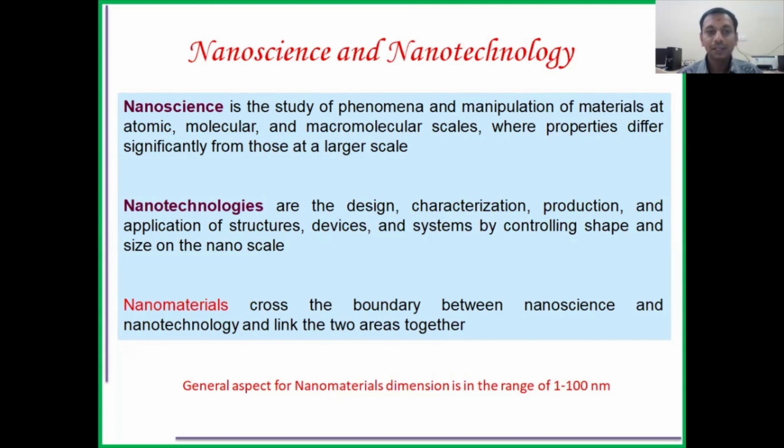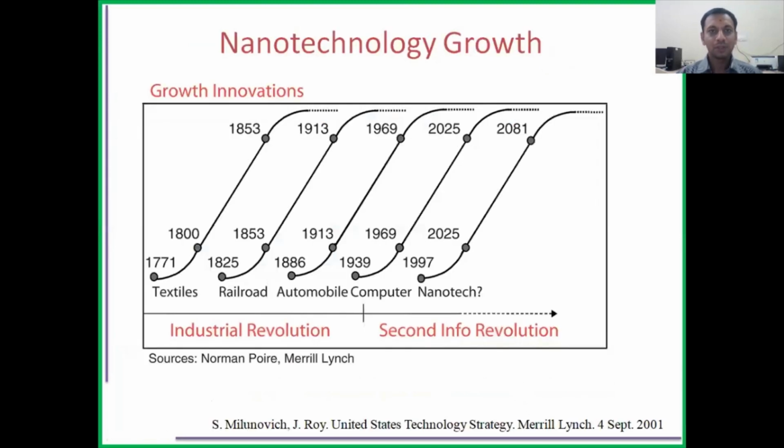But now there is a technology. So you have to control the shape and size at the nanoscale. So in general, we can say the general aspect for nanomaterials dimension is in the range of 1 to 100 nanometer. Let's see now nanotechnology growth. Nanotechnology growth, the slide is very good.